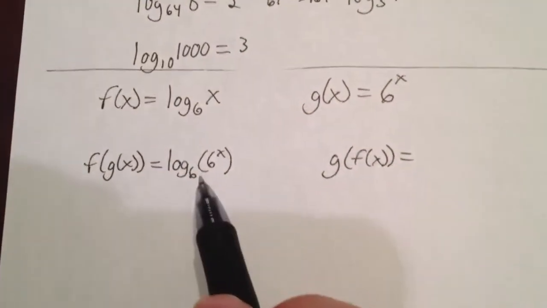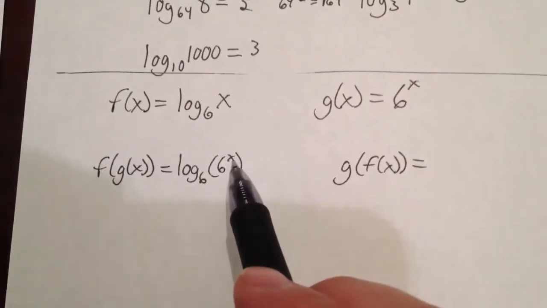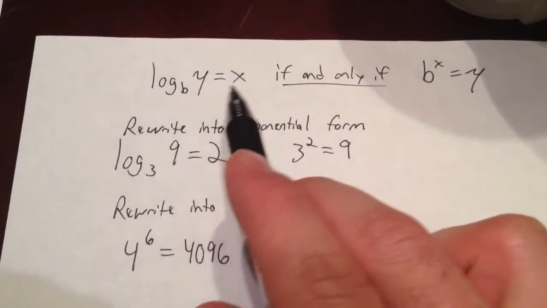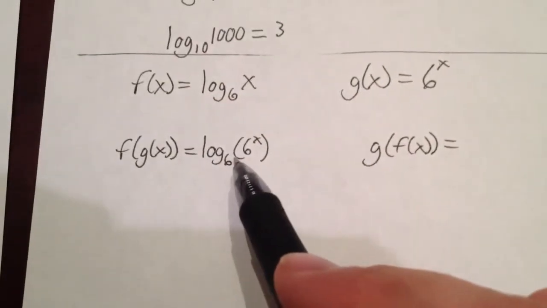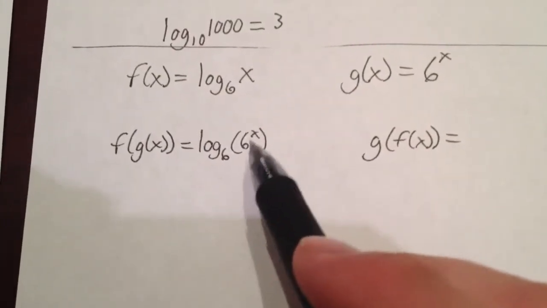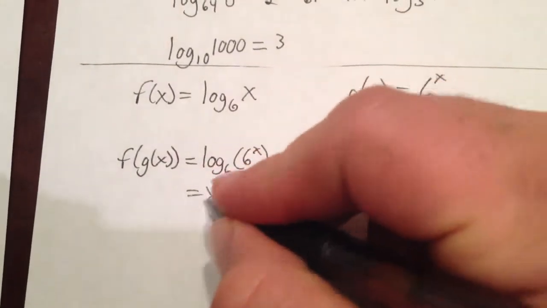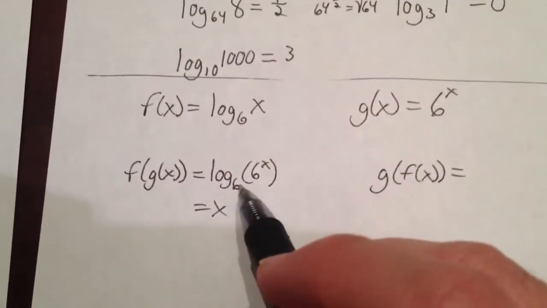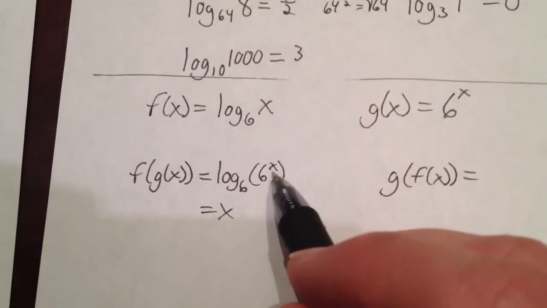you're going to have the log base 6 of 6 to the x power. Remember what a logarithm is saying. This base to what power equals this? So 6 to what power is 6 to the x power? It has to be x, because 6 to this power is 6 to the x power.